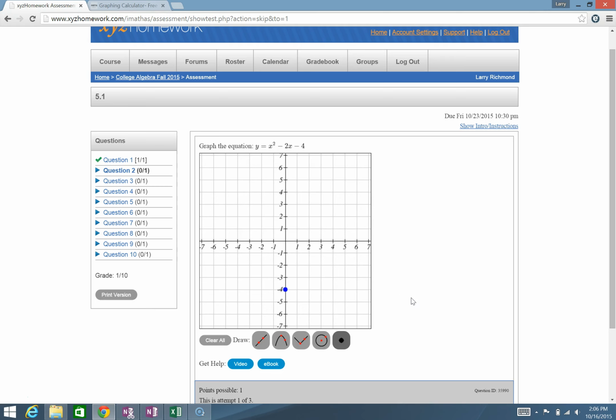All right. Now I could find my axis of symmetry. The axis of symmetry is going to be given by the formula we just saw, x equals negative b over 2a.